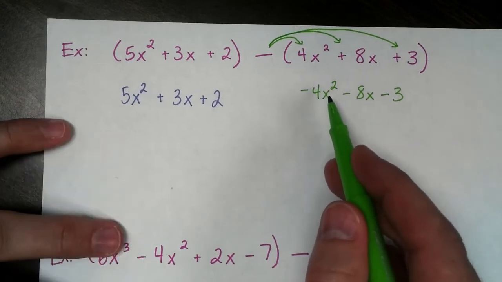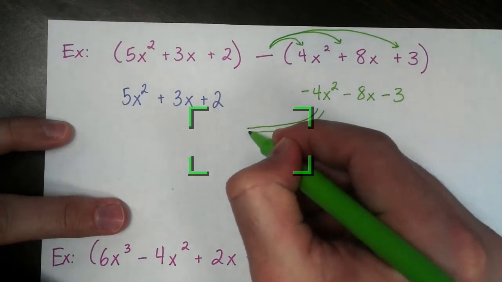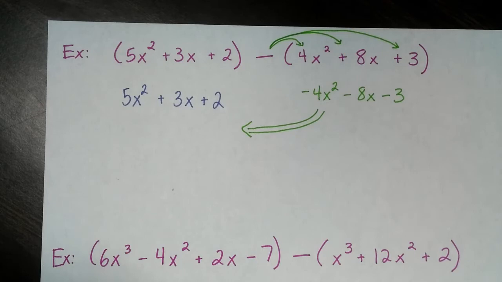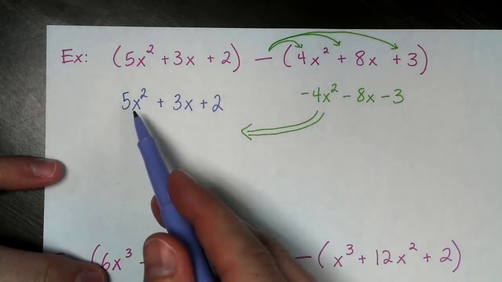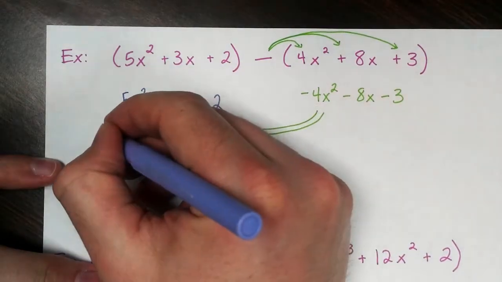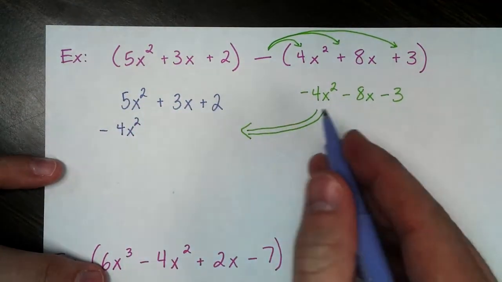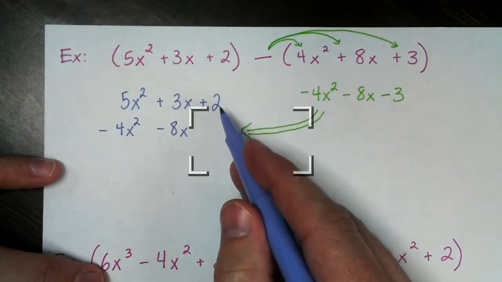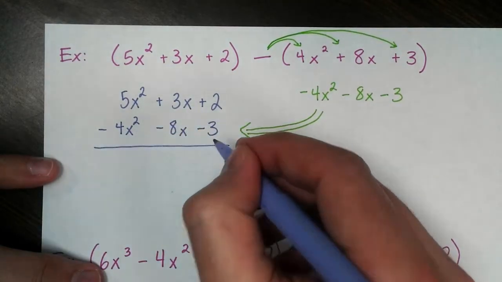We're going to use this and literally do the same exact thing we just did with adding. So I'm going to bring that over. I'm going to line up our new information with our like terms over here. So what goes with the 5x squared? Well, the negative 4x squared. What goes with the 3x? Well, the negative 8x, or minus 8x. What goes with the positive 2? Well, the negative 3, or the minus 3.